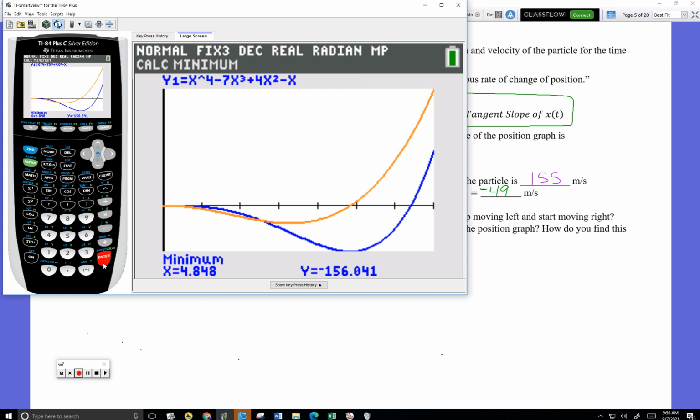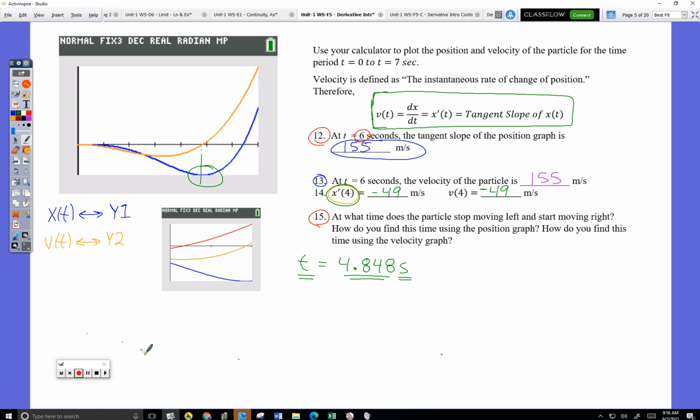Anybody else? Okay, we did it together. We found the time when the particle stops moving left and starts moving right. We also talked about how to find that using either velocity or position. So we've covered item 15. Cool, next thing. Item 16.